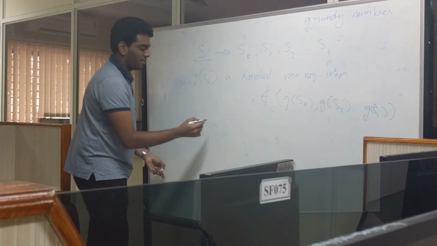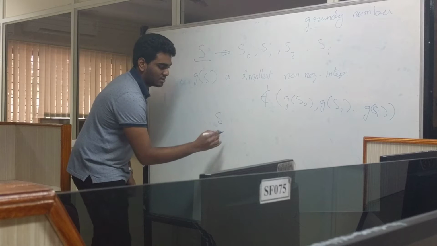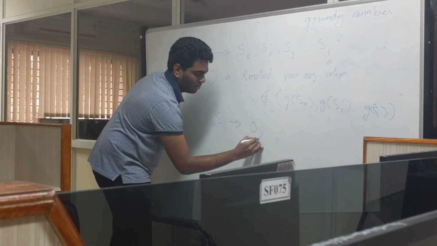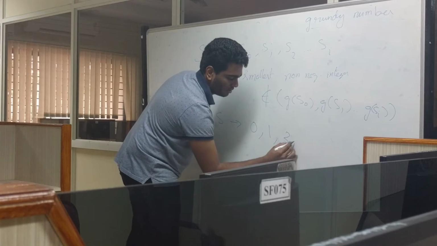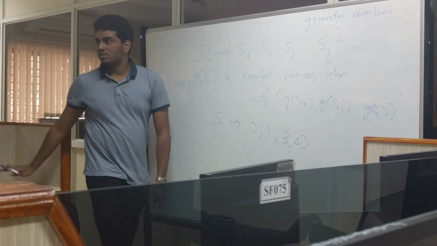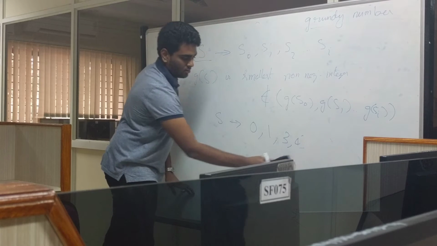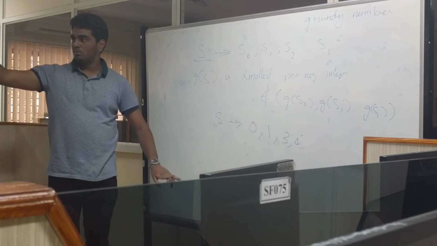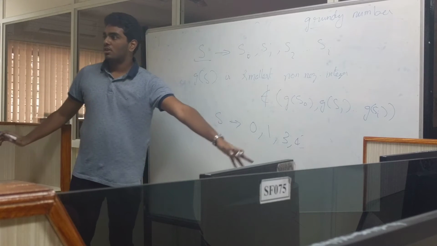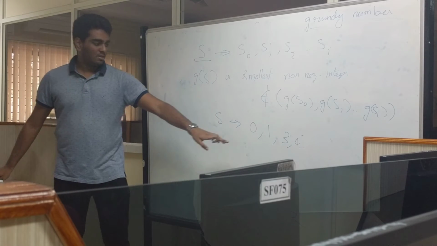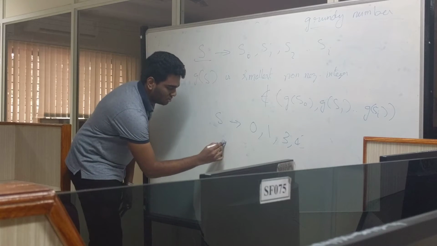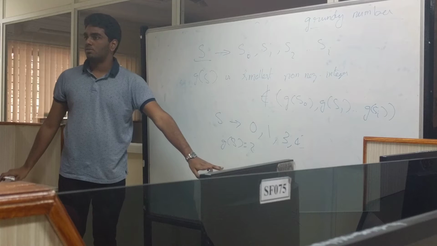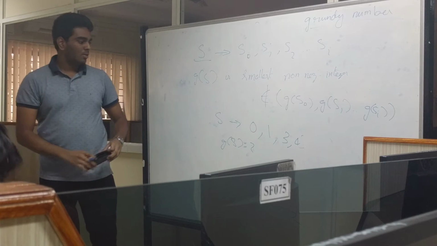So for example, if I have a state S and the Grundy numbers of the states it can go to are 0, 1, 3 and 4, what is the Grundy number of S? It's 2. Do you understand? It's the smallest non-negative integer that does not belong in this set. So G of S is 2. Everyone understand why G of S is 2?